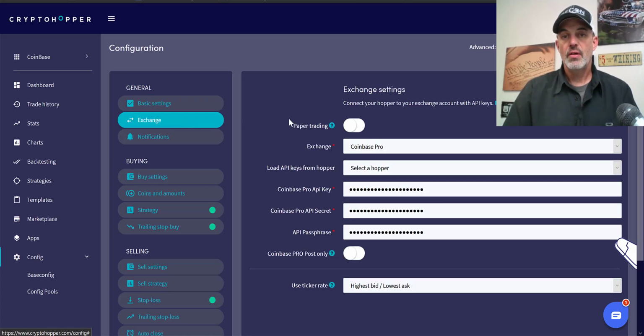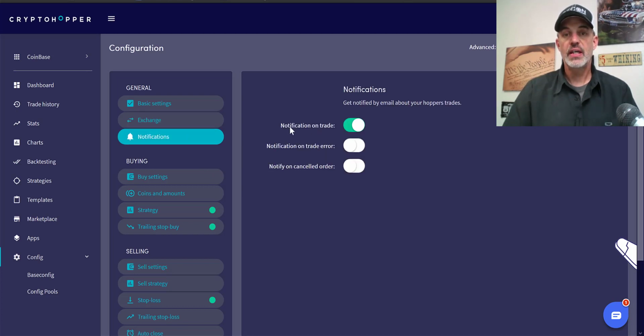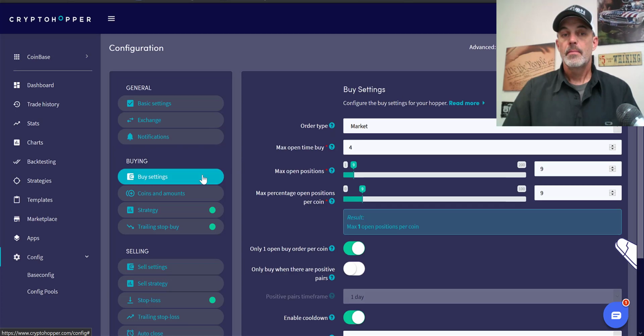The exchange, we're not doing paper trading, we're going to do live trading. That's right, I'm going to risk some of my own money, since the peanut gallery didn't think I gave it a fair shot by not actually deploying it live. I already had my API keys set up since it was already doing live trading, and we're going to use the highest bid, lowest ask as far as the ticker rate. And as far as notifications, I have it notify me when it executes a trade.